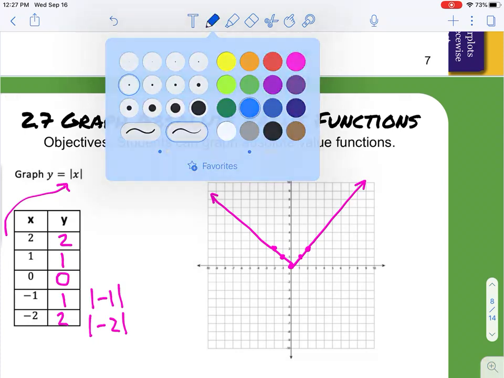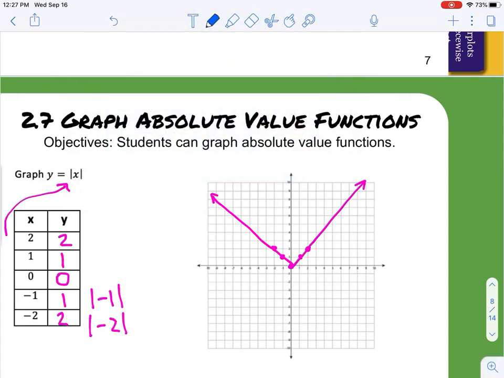Now there's a couple things here. Where we have our vertex, it's either the lowest or highest point. We can draw a vertical line through that, and this is called our axis of symmetry. In this case, our axis of symmetry is x equals 0. That is our axis of symmetry.